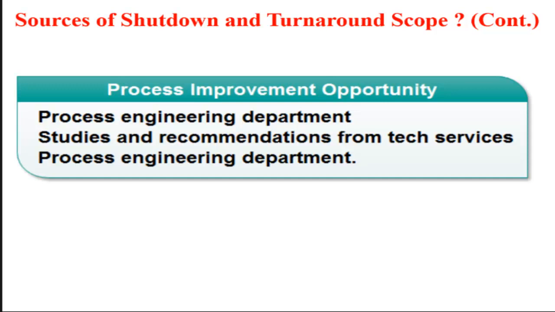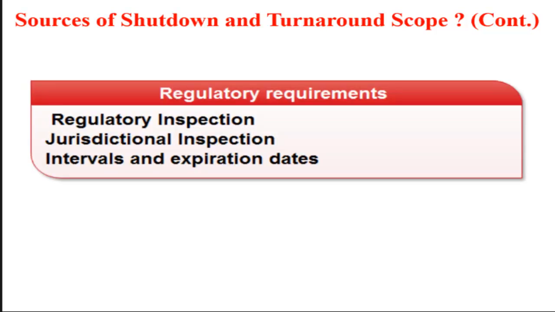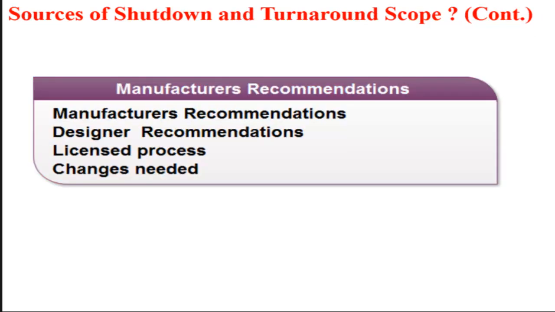Regulatory equipment is a source of shutdown and turnaround scope, including regulatory requirements, regulatory and jurisdictional inspections, intervals and expiration dates. This again comes under regulatory requirement.